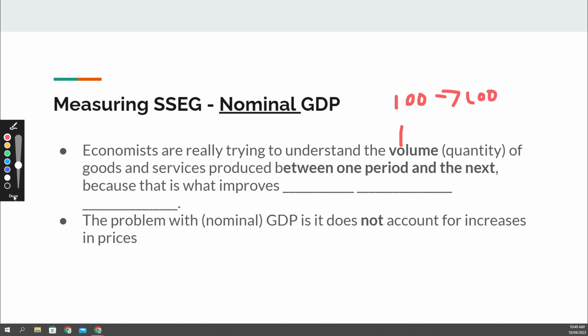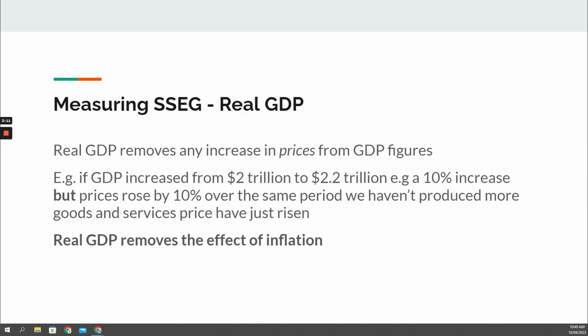So we need to find a way to remove the impacts of price and get a better measure of living standards in an economy. So what do we do? Well, what we do is we remove the effects of inflation, and that gives us what is called real GDP. And there's no guesses for why it's called real. Now, you don't need to know how to calculate real GDP, how to remove the impacts of inflation from nominal GDP. But if you wanted to, you could Google chain volume GDP or the price deflator, and that will tell you how it actually happens. We don't need to know that in VCE Economics.